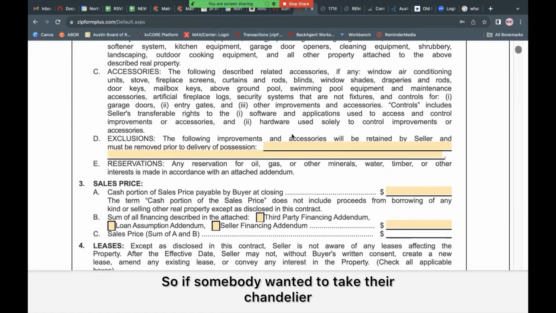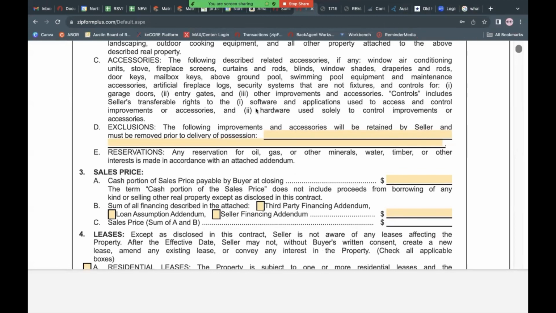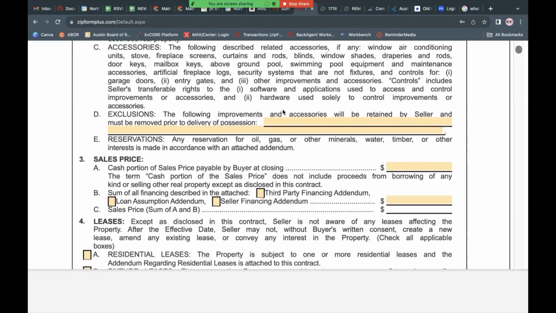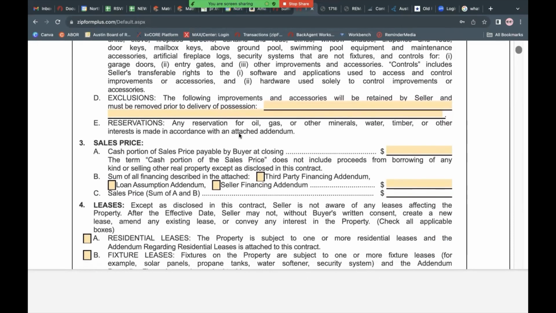So if somebody wanted to take their chandelier that their grandmother gave them, or if somebody wants to take a bird bath in the front yard, so that's where they would put that.